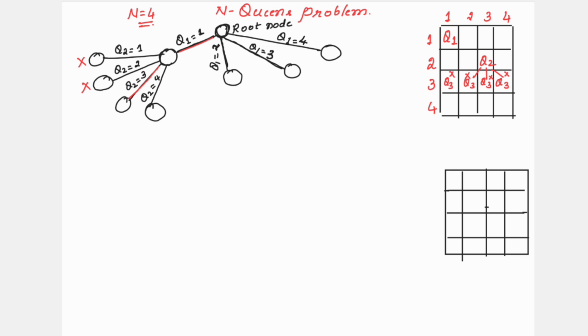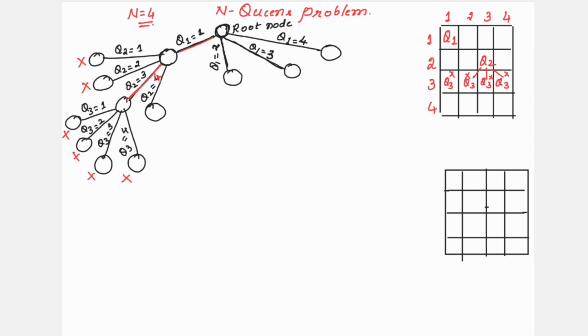Those four options we have to show here in the state space tree: Q3 in the first column, Q3 in the second column, Q3 in the third column, Q3 in the fourth column. All these four positions we have seen are not possible. Since it is not possible for us to place Q3 in the third row, we'll go back to the second row and try to see whether we can select the other option for Q2. Because for Q2 we have selected the third column.